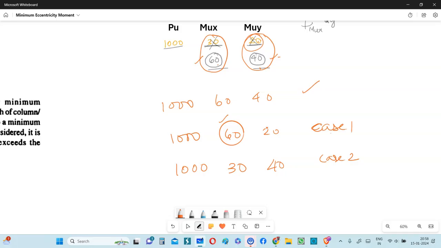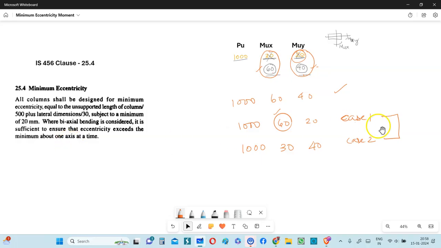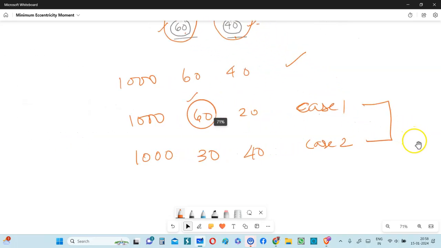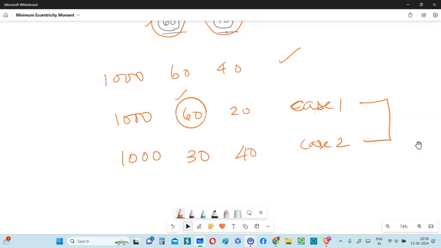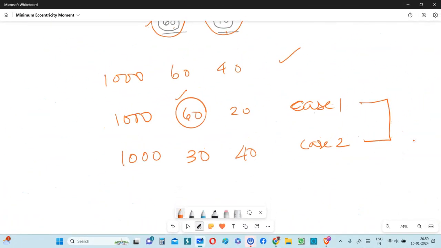So the code is saying that it is sufficient to ensure that eccentricity exceeds the minimum about one axis at a time. This is another clause which is never discussed, never thought about, never considered. Probably considering this makes your manual designs more complicated, but at the same time, in situations where you have a huge amount of eccentricity moment, it might be handy to economize the structure as well. So I hope these two tips help you make your designs more meaningful, more accurate and more economical.